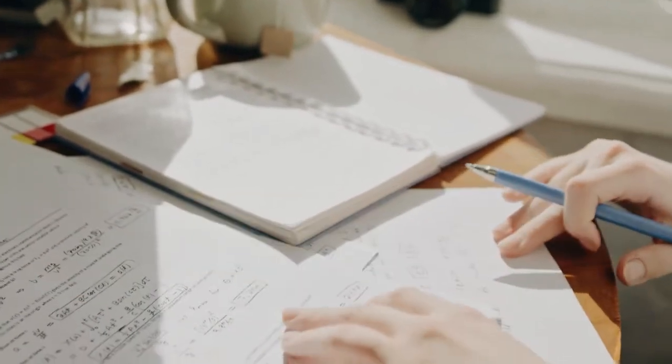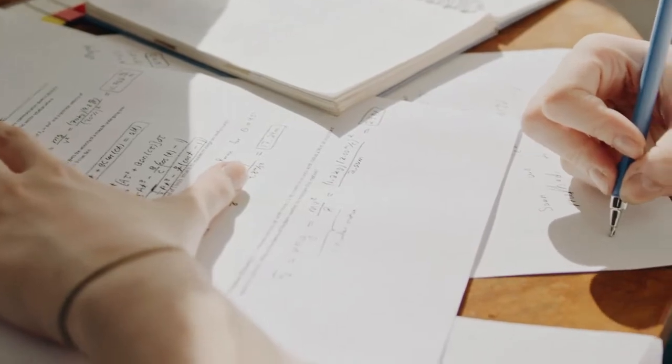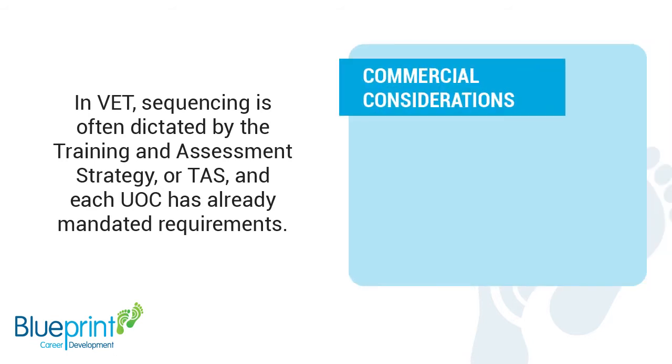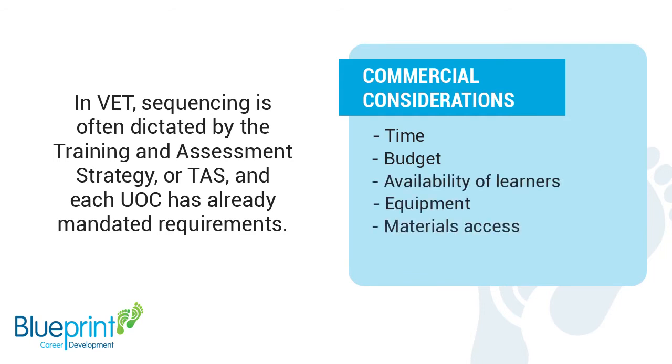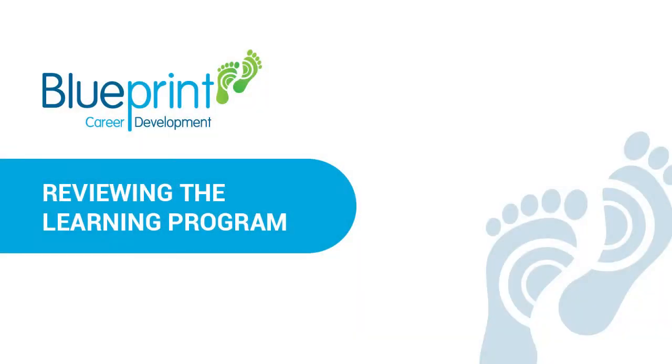As mentioned before, breaking the content into learning chunks and sequencing ideally should be done by the trainer according to the scope of the learning program. In VET, sequencing is often dictated by the Training and Assessment Strategy, or TAS, and each UOC has already mandated requirements. Commercial considerations, time, budget, availability of learners, equipment, materials access and need for completion, also apply.